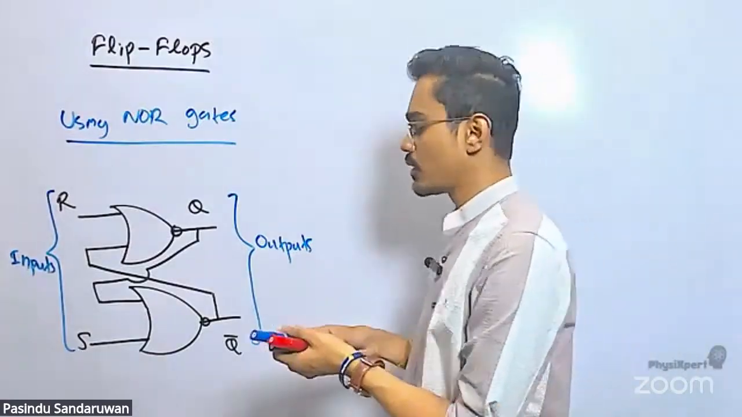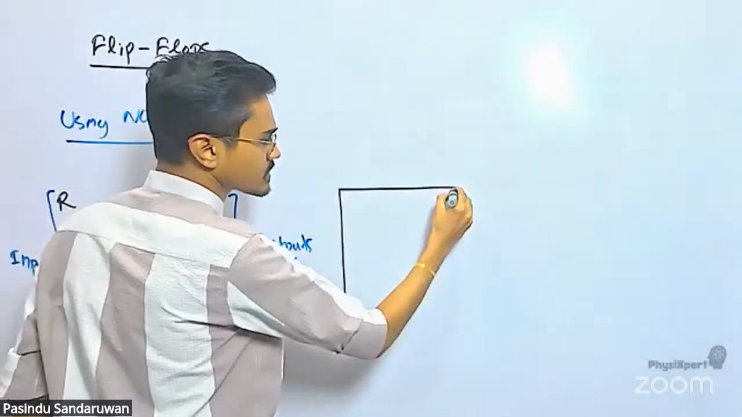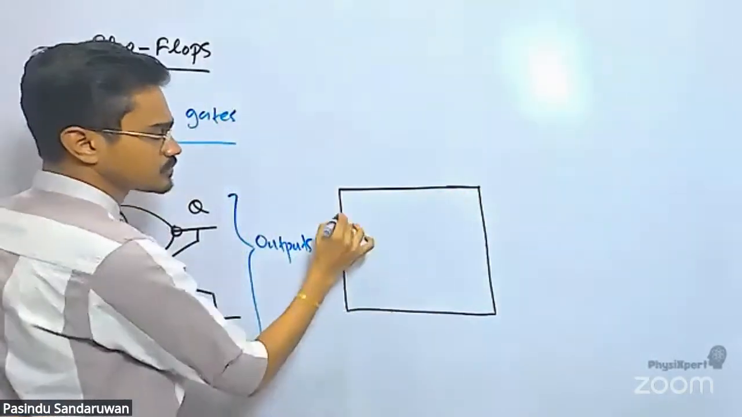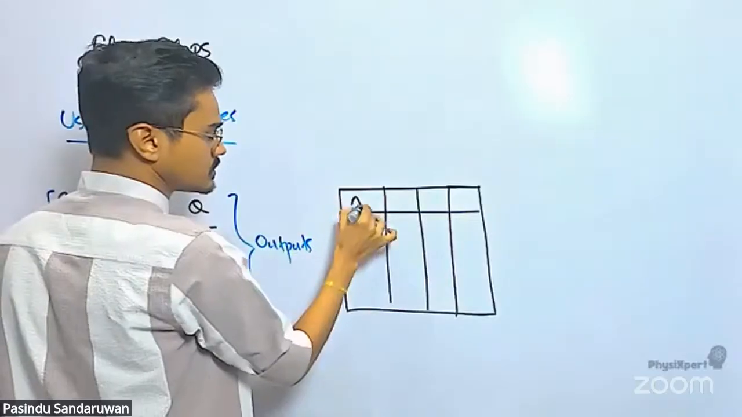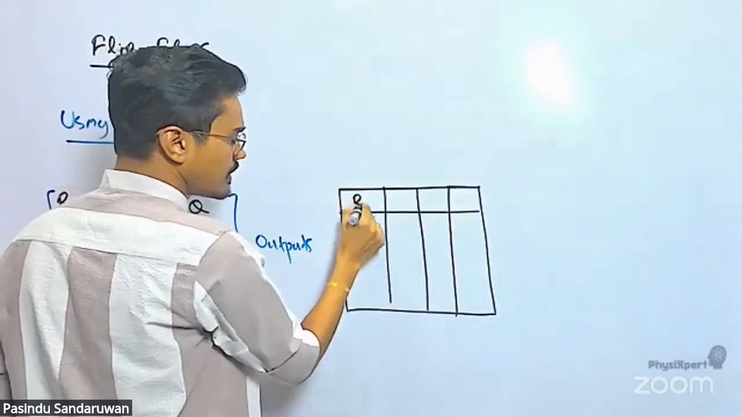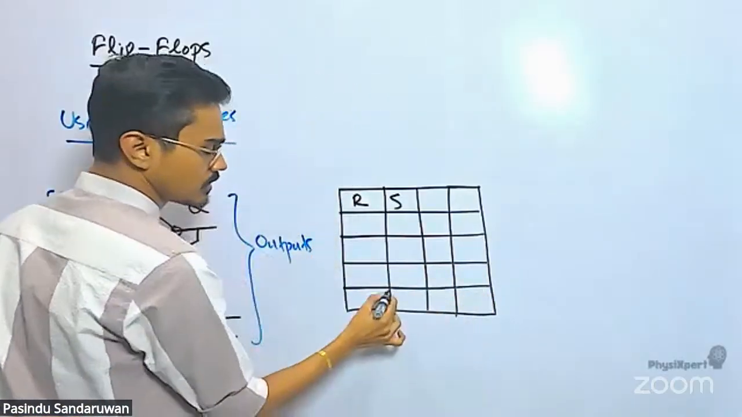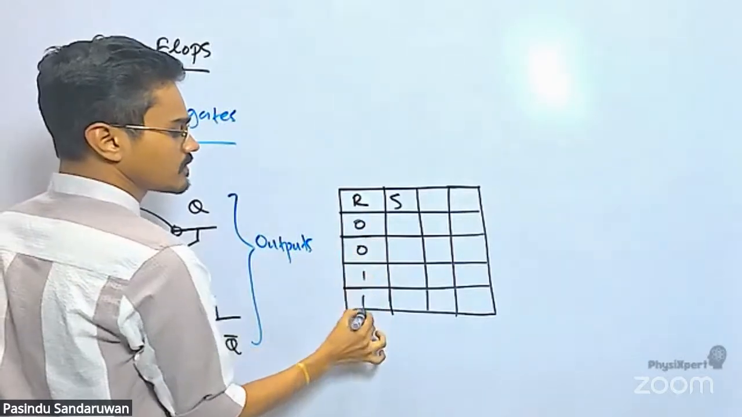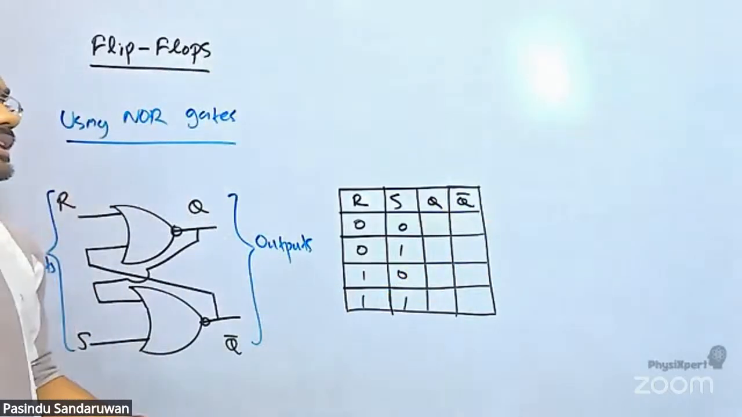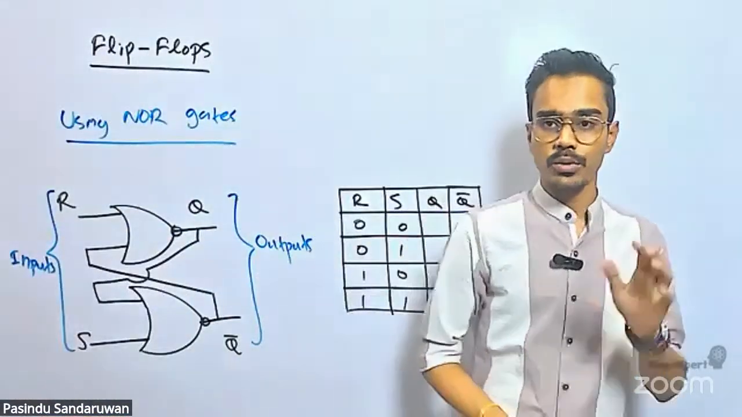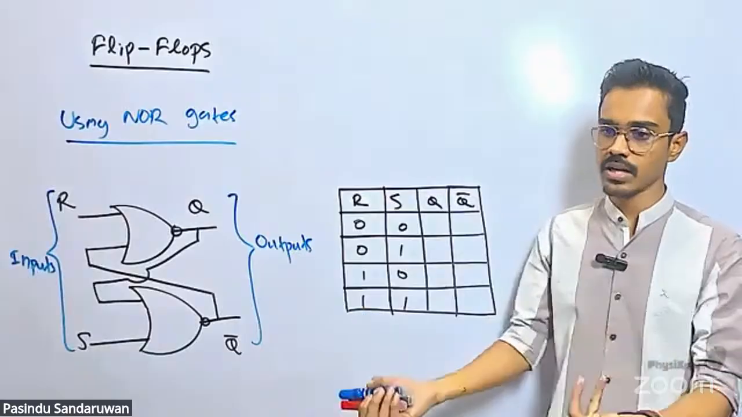Then for this one, we are going to fill the truth table. How many inputs? Only two, R and S. Then we'll have only four possibilities: R is 0, 0, 1, 1 and S is 0, 1, 0, 1. Two outputs, Q and Q bar. Q and the complement of Q.